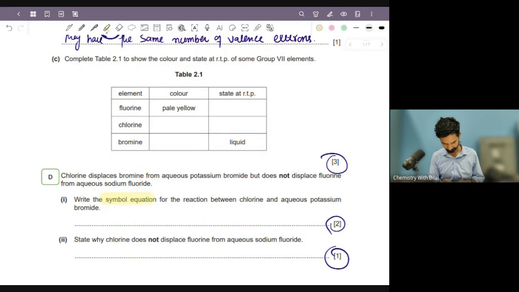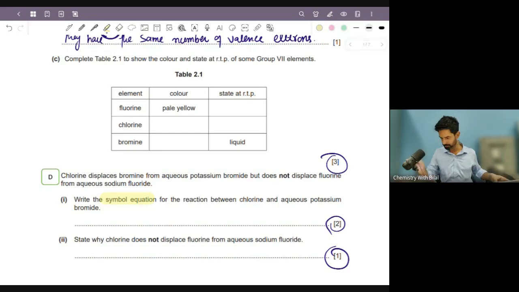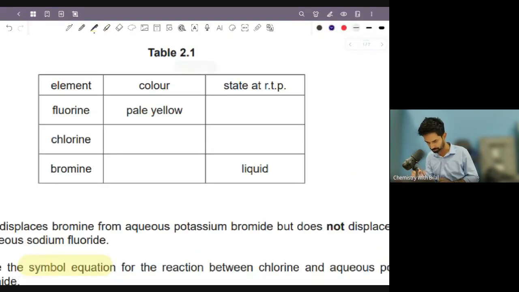Done? Yes, sir. All right. So we know that the first two are gases and then we have a liquid. This is gas. This is gas. What is the color of fluorine? Chlorine. It's greenish yellow.